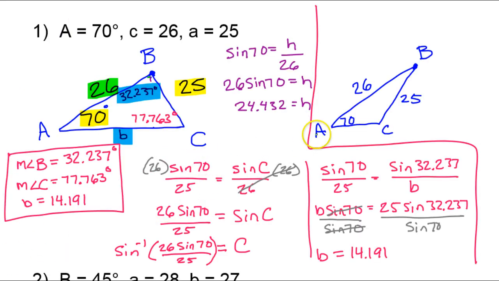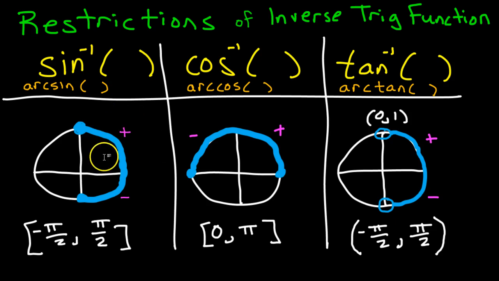Now, here's the key to the whole project. We cannot use the law of sines to find this obtuse angle. We can't do it like we did before, because when you do the inverse sine, it's always going to give you the acute angle. It will not give you the obtuse angle. In fact, remember, inverse sine has restrictions. It can only be between negative pi over 2 and positive pi over 2. That's negative 90 degrees and positive 90 degrees.